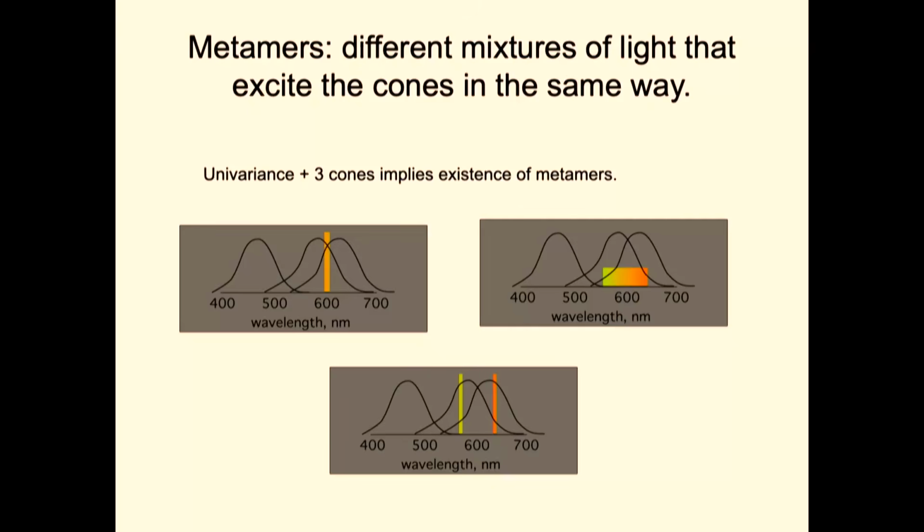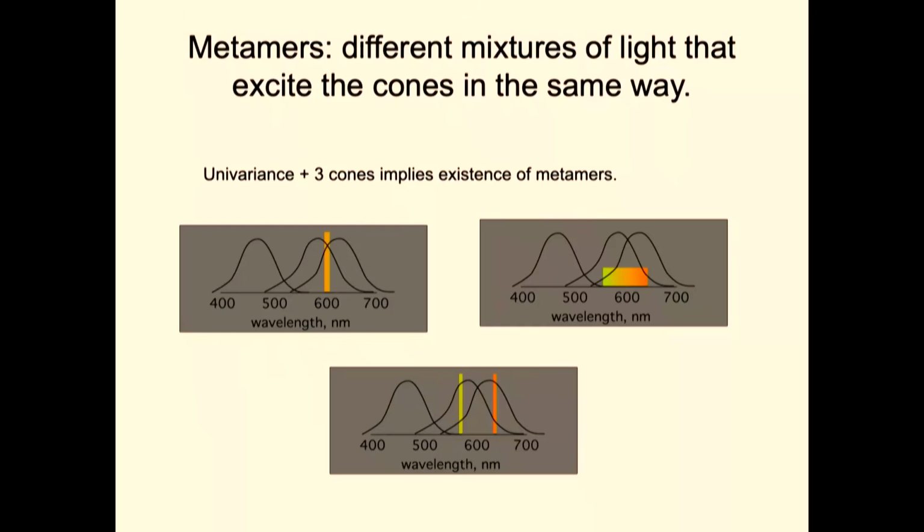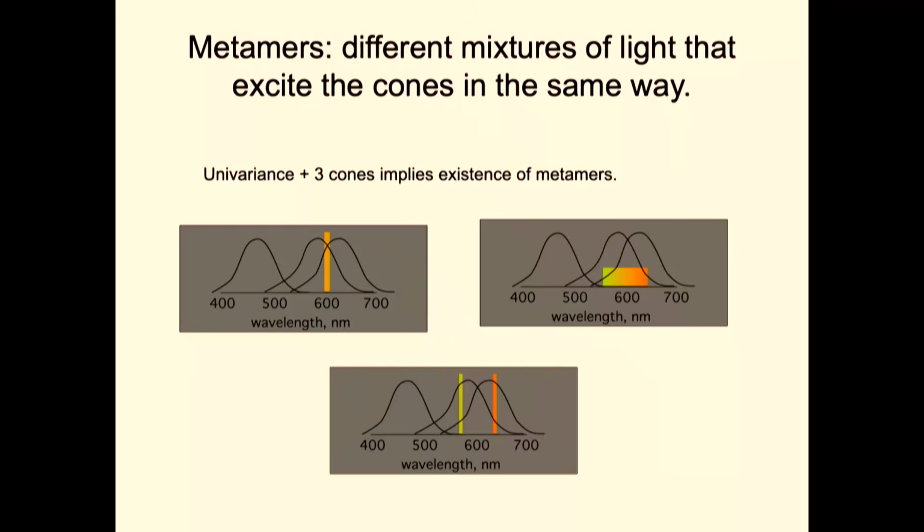Okay. So metamers are different mixtures of light that excite the cones in the same way. And this is a consequence of this, again, this property of univariance, the fact that the cones only respond on this one dimension, and then the fact that you have only 3 of them. Okay? So these are 3 examples of stimuli that produce the same responses in the cone. And so for simplicity here, these are stimuli that don't stimulate the S cone, but they are cleverly arranged to produce the same response in the M and the L cones. Okay? And there are lots of these.